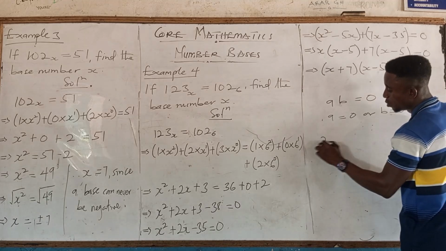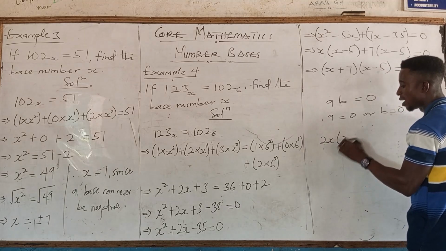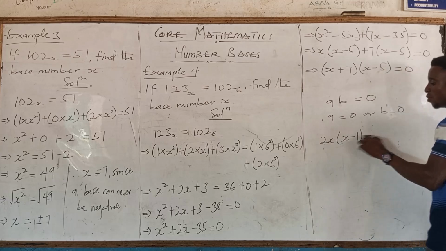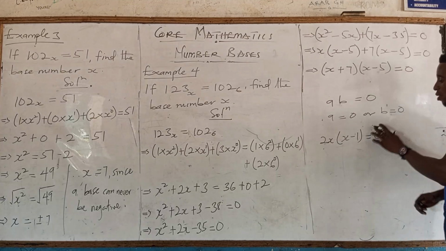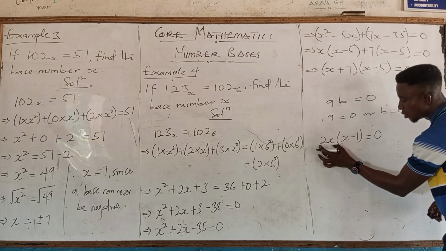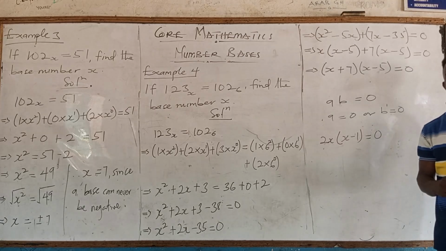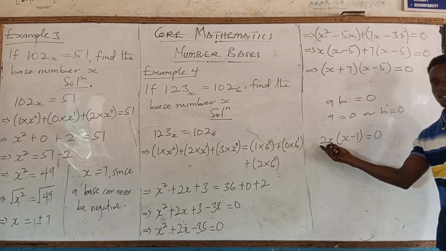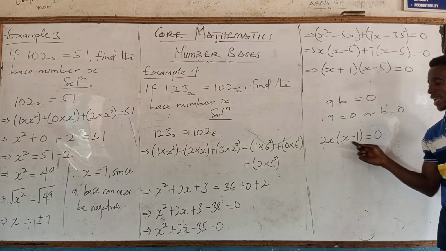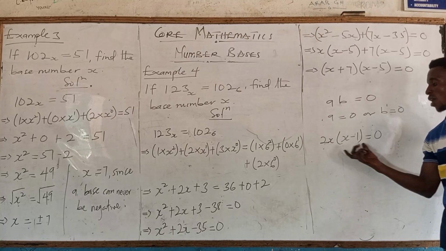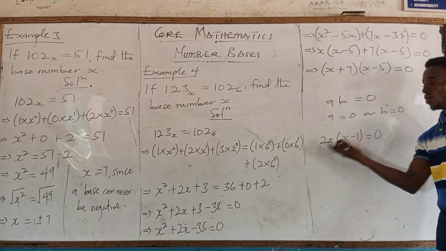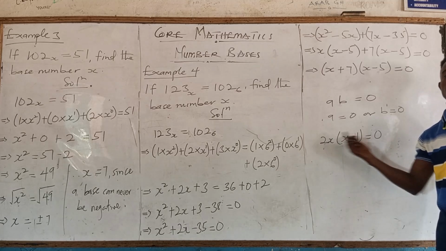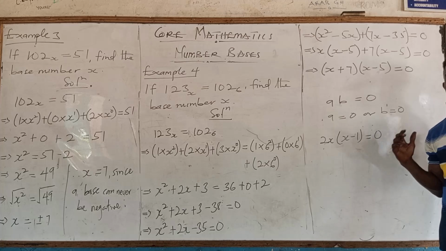Another way, if I have 2x multiplying x minus 1, and it's equal to 0. So it's a product, this one multiplying this one. It's either the 2x that is 0 multiplying the x minus 1 to get 0, or the x minus 1 that is 0 multiplying the 2x to get 0.